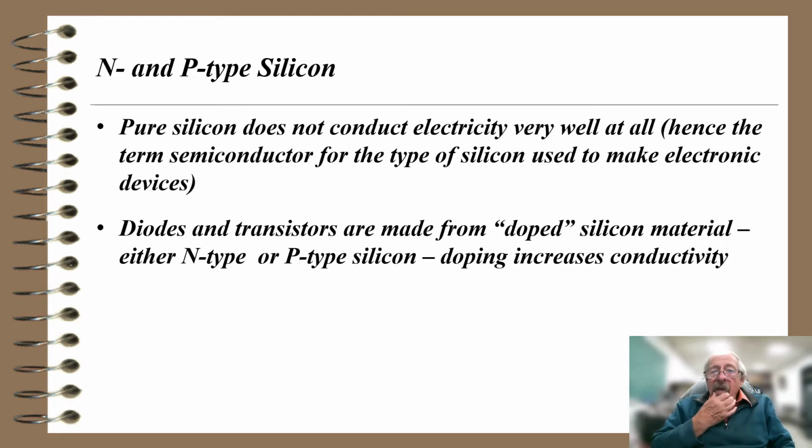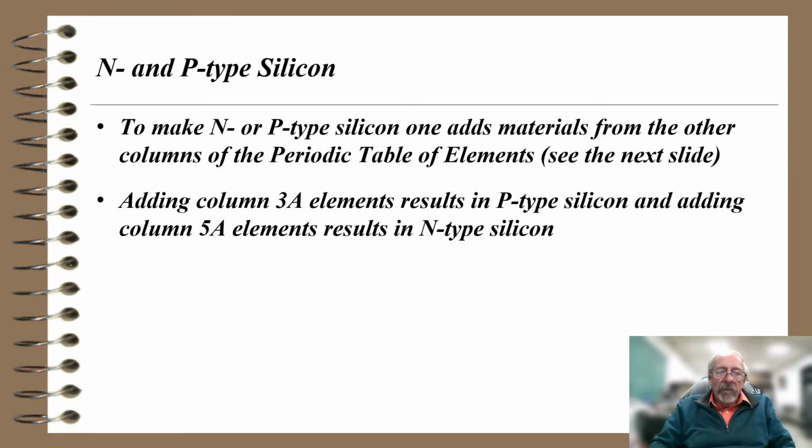Now, how do we get N and P-type silicon? Pure silicon does not conduct electricity very well at all. Basically, it's an insulator, hence the term semiconductor for the type of silicon used to make electronic devices. Diodes and transistors are made from doped silicon material, either N-type or P-type silicon. Doping increases the conductivity of the silicon. By the way, the first devices were germanium, and germanium had a problem with temperature, so they went to silicon. It was a better material to work with.